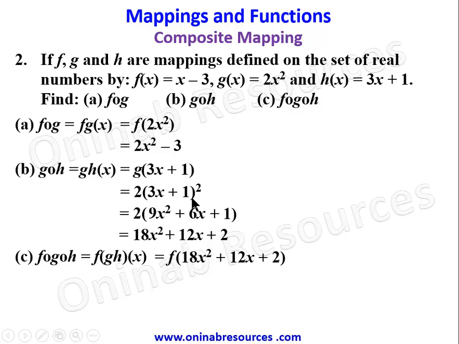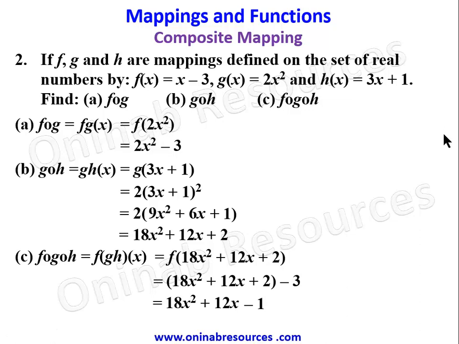Then we go to the function f. Wherever we see x, we replace it with 18x squared plus 12x plus 2, so that we now have it as 18x squared plus 12x plus 2, which represents this x, then minus 3. Expanding this bracket, we have 18x squared plus 12x minus 1. And that is the end of solution to problem 2. So we go to problem 3.